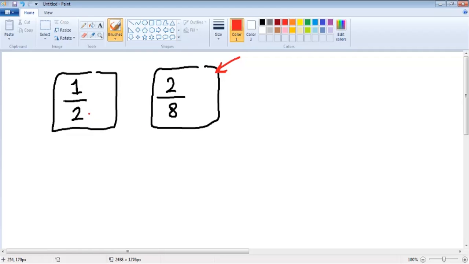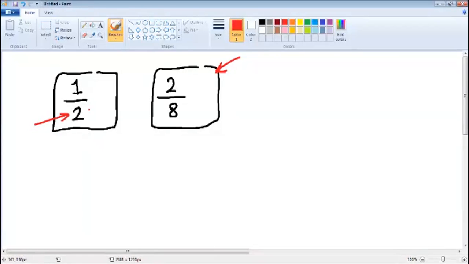Now I need to make this denominator the same as the other one, 8. How can I do that? Multiply? Yes, multiply by what? By 4. If you multiply 2 by 4, you will get 8. Yes. And since you multiply 2 by 4, you have to multiply 1 by 4. Whatever you do down, you have to do up. Now, what is 1 times 4? 4. And what is 2 times 4? 8. Now look, half becomes 4 over 8.